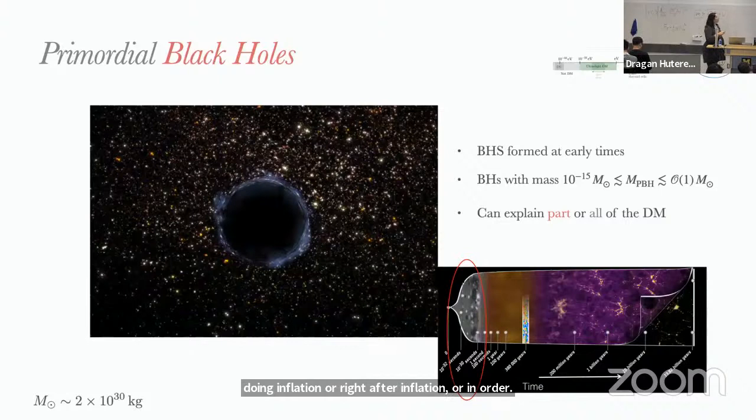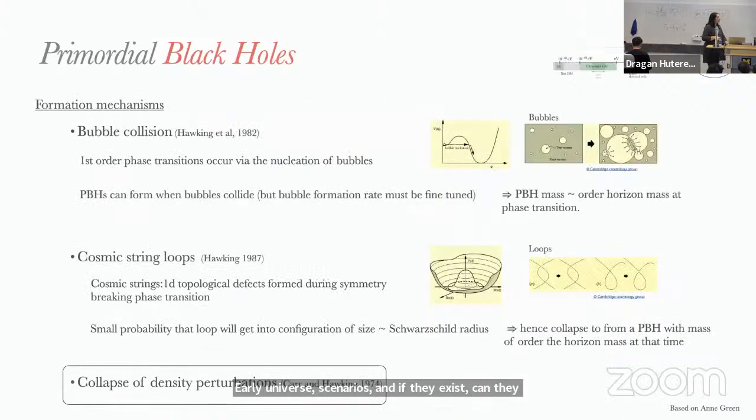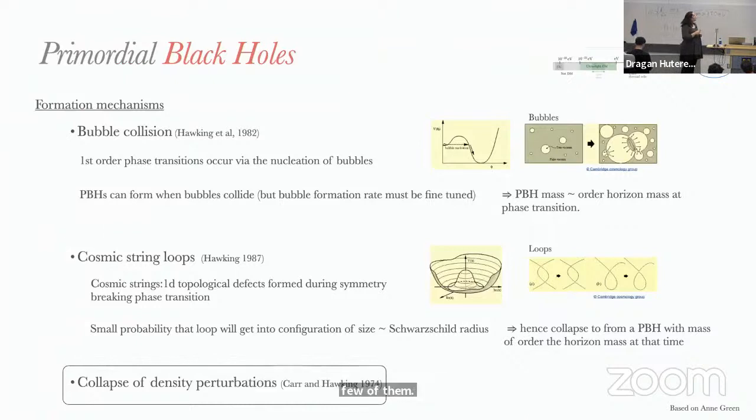And if they exist, can they explain part of all the dark matter? There are many types of formation mechanisms for them. If you like early universe cosmology, you can see a few of them. For example, if I have a model in my early universe that produces bubbles. Bubbles are just first order phase transitions that occur in the early universe.